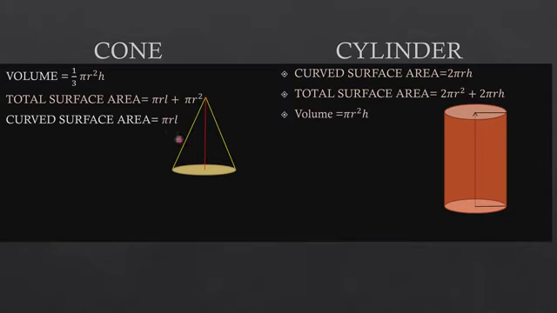Now total surface area is actually the sum of the area of base plus the area of the curved surface area. So the total surface area is pi r L plus pi r squared. Similarly, in case of cylinder also we have two bases. One is at the top and one at the bottom. Both are circular bases. So we have two circular bases here.